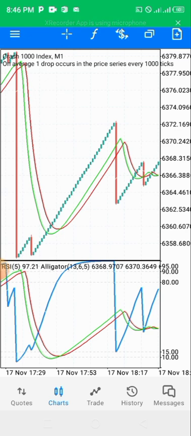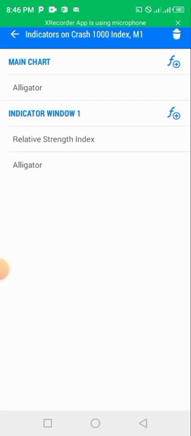Okay, guys, so without wasting much of our time, let's just go straight to this amazing strategy. Before we start, I'd like to share the indicators we'll be needing for this strategy. They will be the alligator on the main chart and, in indicator window one, the relative strength index. I would just like you to screenshot this, guys. Screenshot it and keep it. And when you're more comfortable, sit back and watch the video so you can really understand.